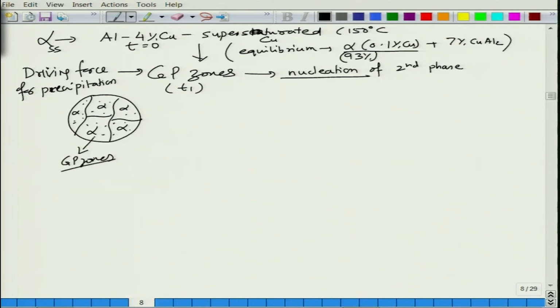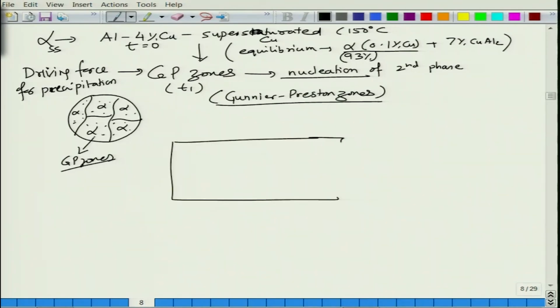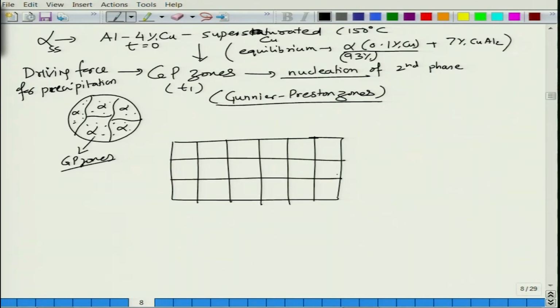GP zone is nothing but the Guinier-Preston zone. It is called after Guinier and Preston because they were the first to image it or to visualize it. So one cannot directly produce a CuAl2 precipitate. So what happens is that, let's say you have this aluminum matrix. In this aluminum matrix we put atoms of aluminum.